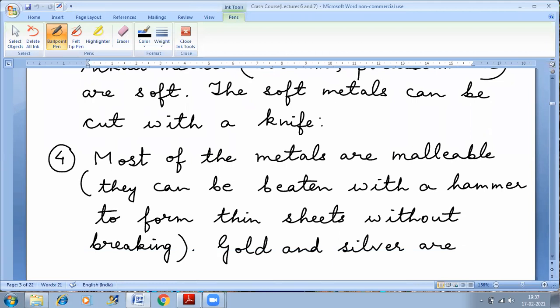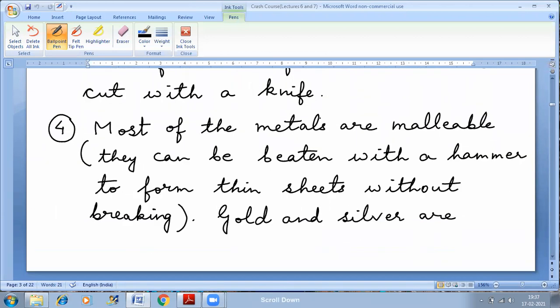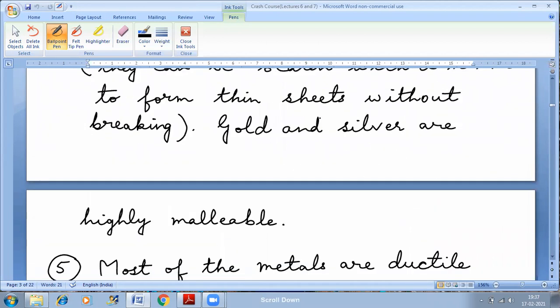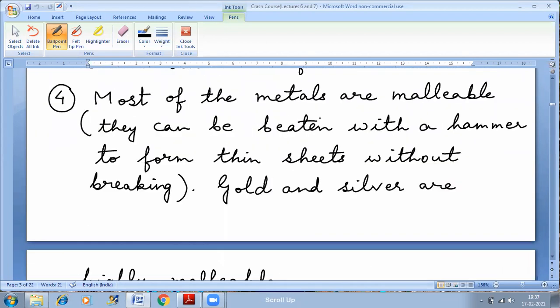So this property of malleability is useful for application purposes. Gold and silver are highly malleable. So they may ask examples of some metals which are very highly malleable. So remember, gold and silver are the top two malleable metals.